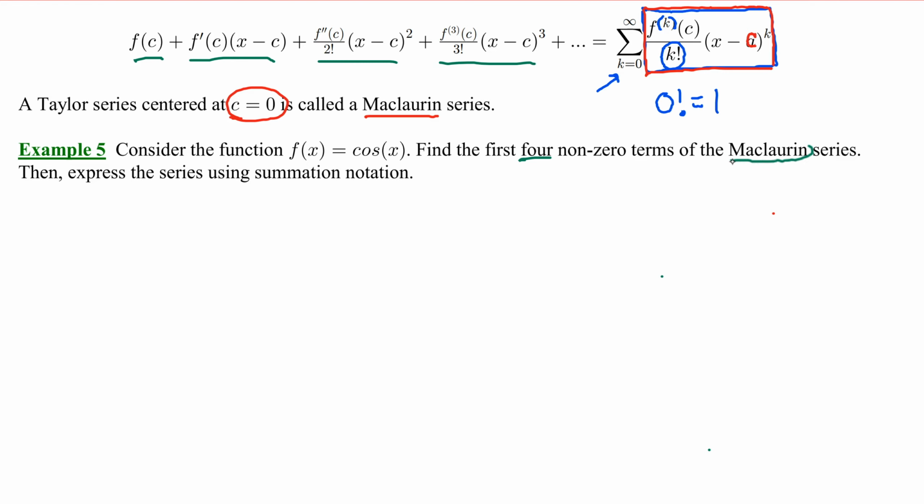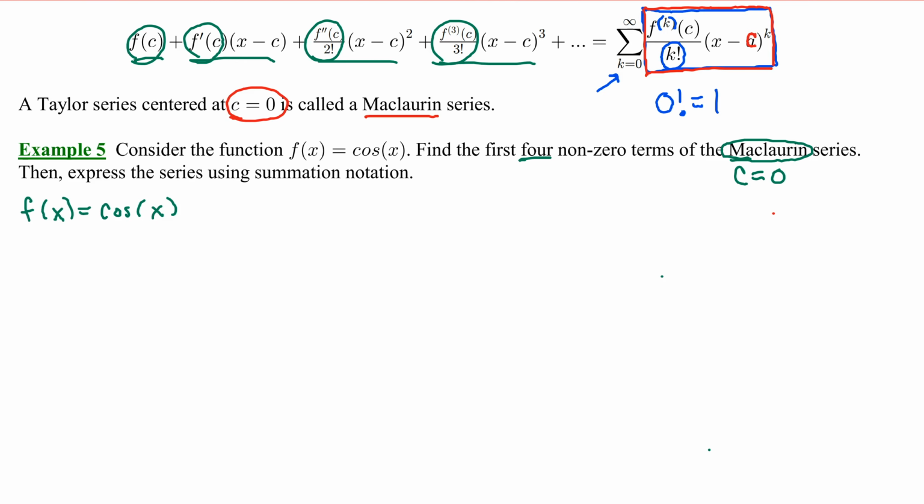Now, also notice we're finding a Maclaurin series. That's simply a Taylor series centered at 0, so it's the easier case. So we need to find all of our coefficients. We need derivatives, and we need to evaluate those derivatives at c equals 0. So the given function is f of x equals cosine of x.